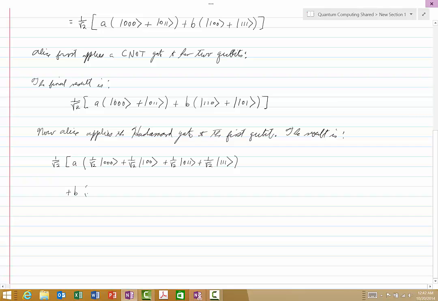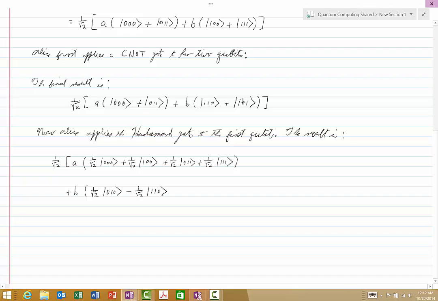Now let's see what happens to the rest of this. When we apply the Hadamard gate to the first qubit of the |110⟩ ket, well, the Hadamard gate acting on 1 is 1 over square root of 2 |0⟩ minus 1 over square root of 2 |1⟩. So we will get 1 over square root of 2 |010⟩ minus 1 over square root of 2 |110⟩.